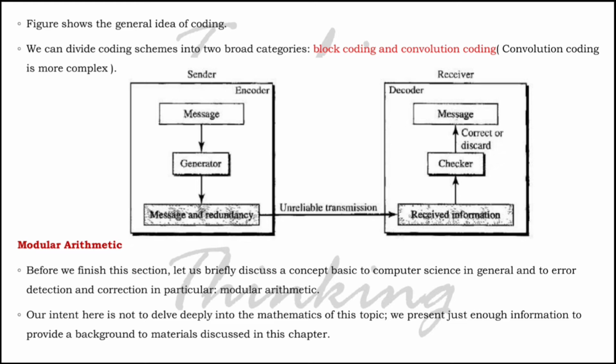So modular arithmetic is one of the approaches that we use in error control, error correction or error detection. You will see this in most places. Before we finish this section, let us briefly discuss a concept of basic computer science in general, and in error detection and error correction in particular: modular arithmetic. Our intent here is not to delve deeply into the mathematics of the topic. We just provide background information for the material discussed in the section.